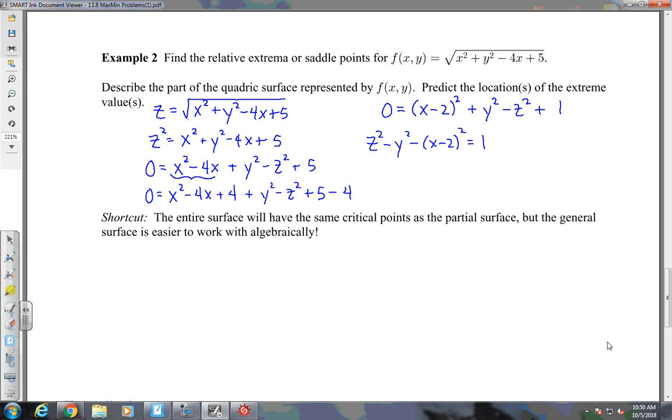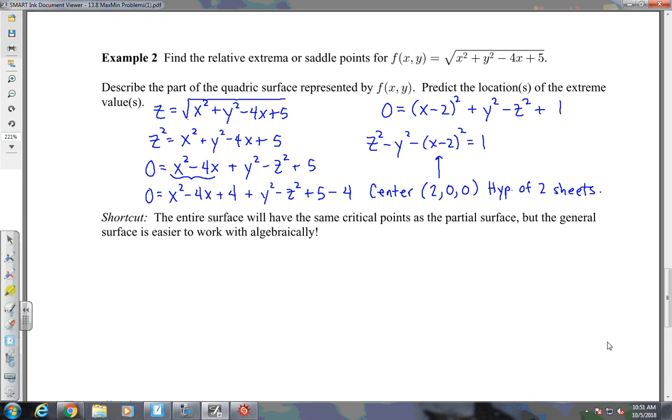So that is the standard form for one of our quadric surfaces. Notice all of our terms are quadratic, but 2 of them have different signs, and it is equal to 1. So this would be a hyperboloid of 2 sheets. The hyperboloid of 2 sheets shows a transformation in the x direction. So the center of this hyperboloid of 2 sheets would be x equals 2, y equals 0, z equals 0. Okay, so again, this is a hyperboloid of 2 sheets.